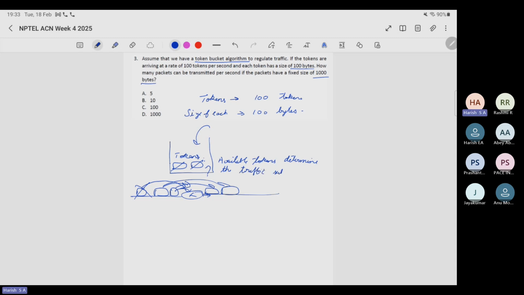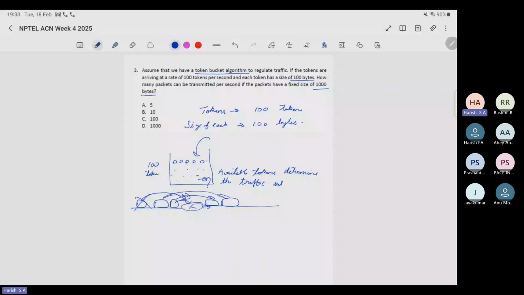This concept is clearly explained in the video, so I'm not going to repeat the whole concept again. This is a very common template for such questions. If anybody has already calculated the answer, you can put it in the chat. So let's get back to it. There are 100 tokens in this bucket. What is the size of each token? 100 bytes. Correct. So there are 100 tokens, and each token is 100 bytes. So what is the capacity here?